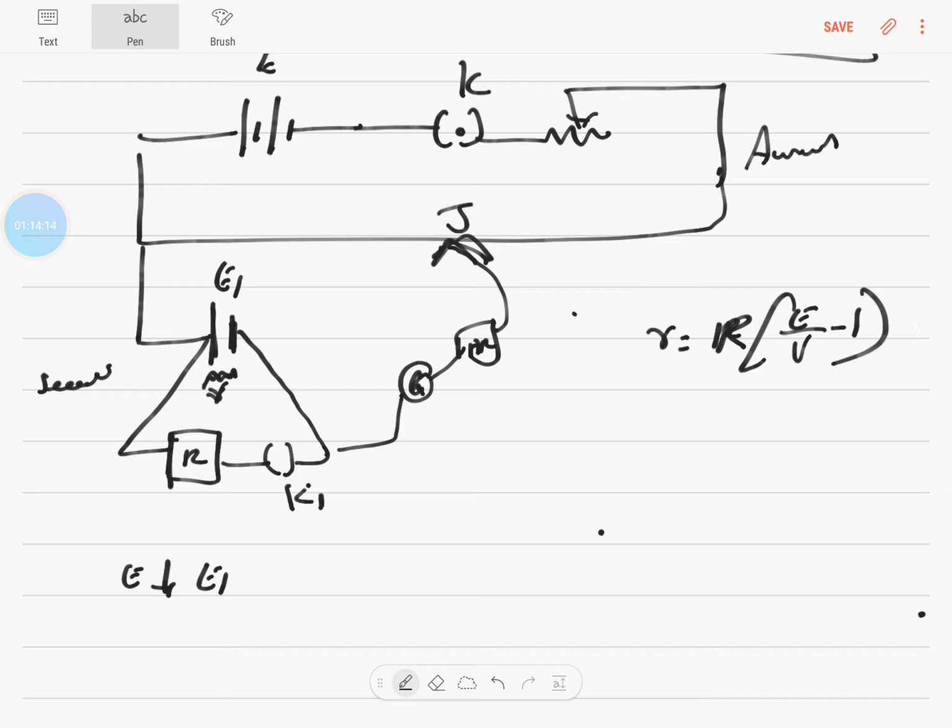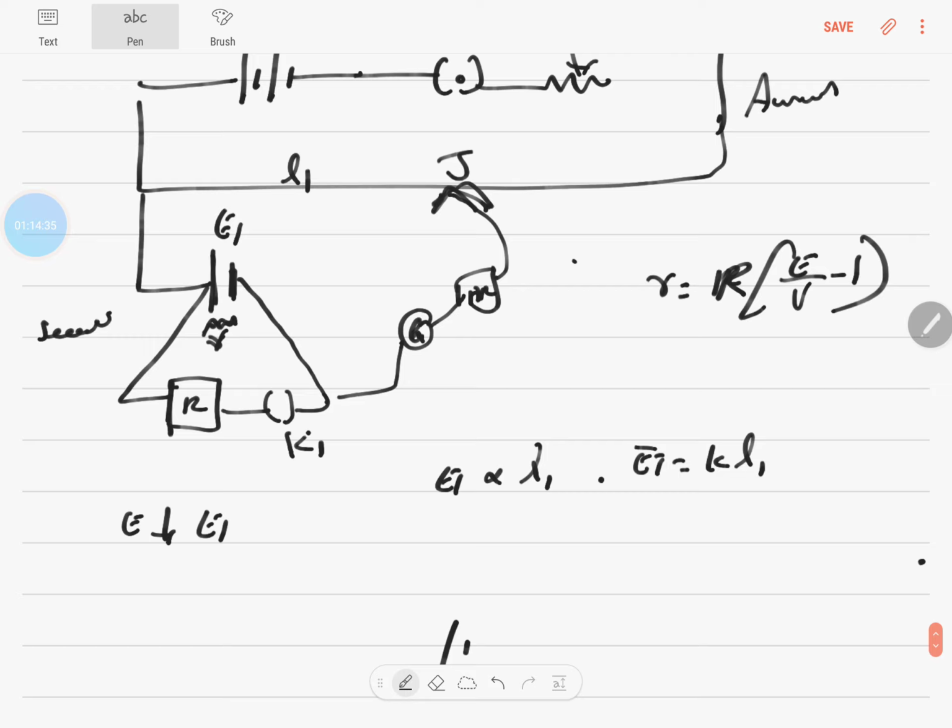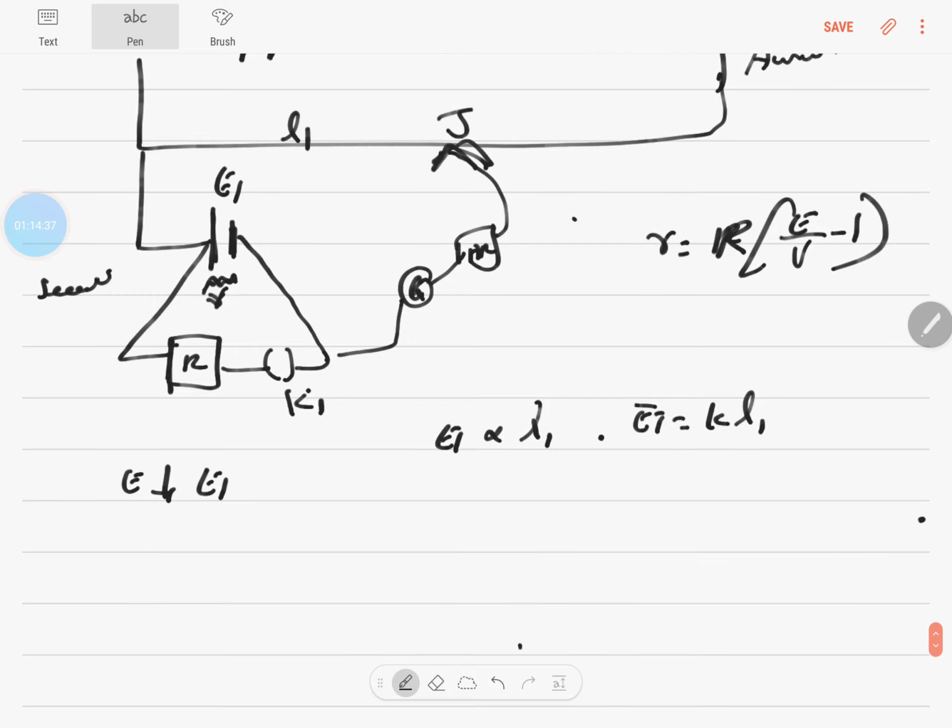So E drops down to E1, and for one particular length that I'm measuring, let's call it L1. For that initial length, when only E1 is connected, E1 is proportional to L1, or E1 is equal to K into L1, where K is the potential gradient. Okay. Next, what I'm going to do is connect the external resistor, close the key K1. Now, what happens?